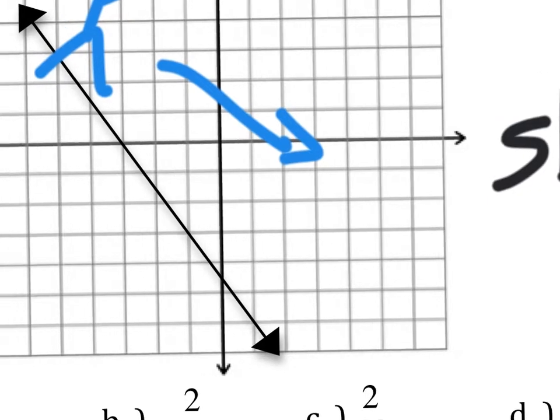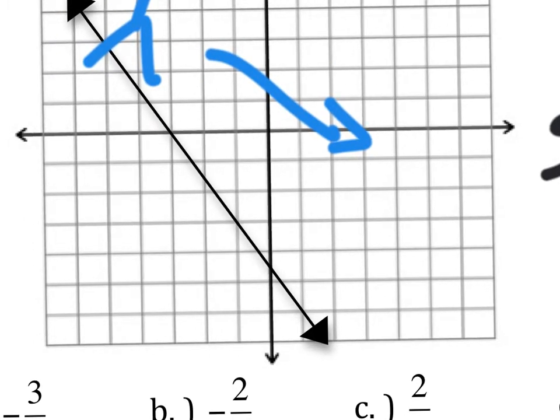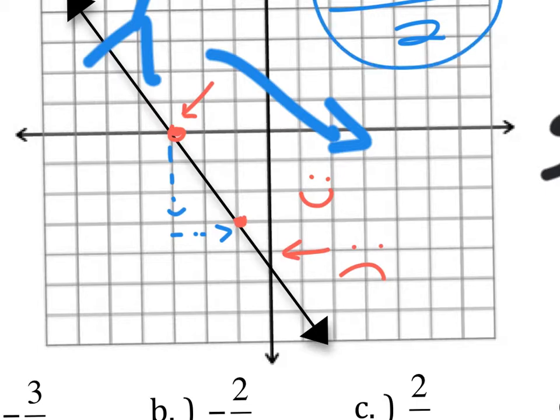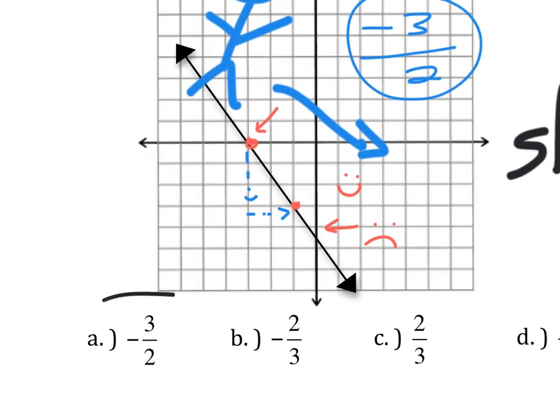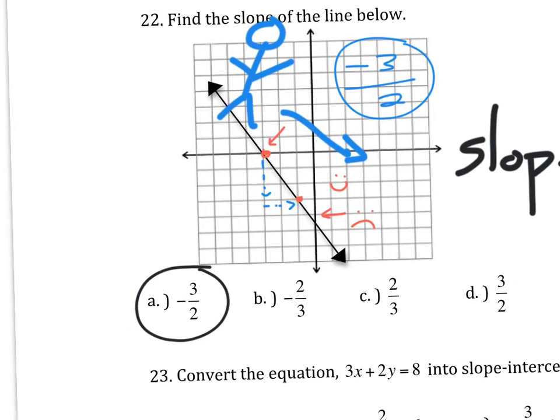Now, when you're finding slope from a graph, it's really important to find good points. By good points, I mean points where there's a really good intersection point, like right there. That point, no, bad. This point, good. Because then you can count really clearly and quickly. From this point, you'd go down 3 over 2. A slope of down 3 over 2 is negative 3 over 2. I look at my options. It's right there. Option A.